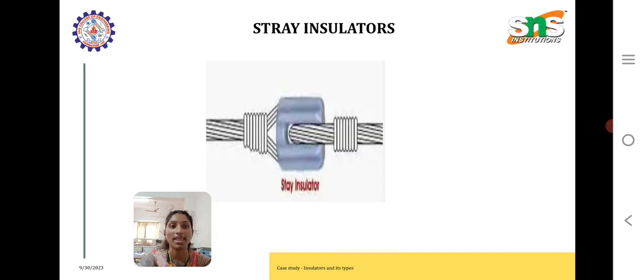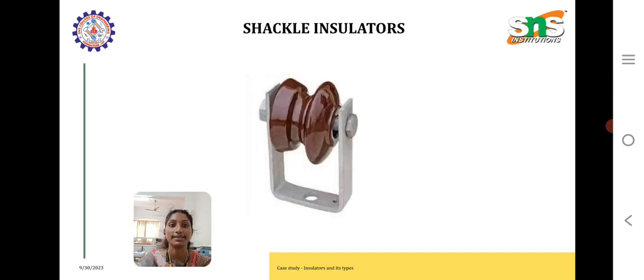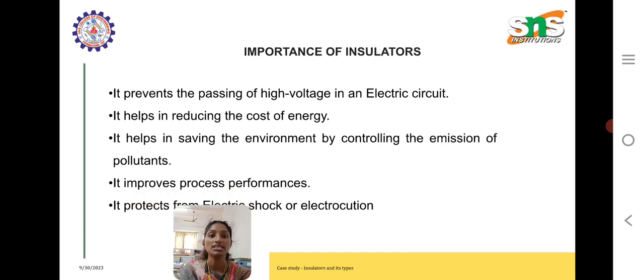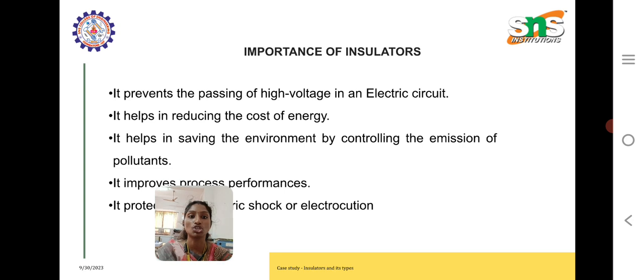So this is the stray insulator. This is one type of insulator, and this is a shackle insulator. It is similar to the porcelain disc which is connected with a nut. This is called shackle insulators. And the importance of an insulator is that it prevents the passing of high voltage in an electric circuit. It helps in reducing the cost of energy. It helps in saving the environment by controlling the emission of pollutants. It improves process performance. It protects from electrical shock or electrocution.